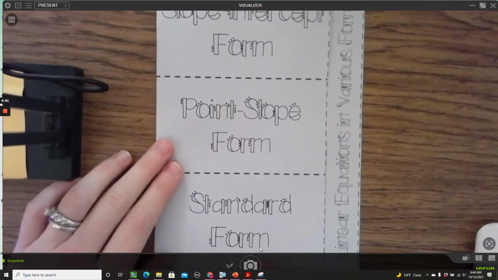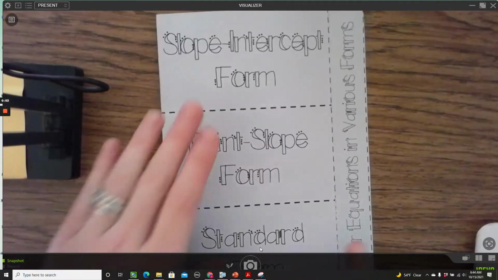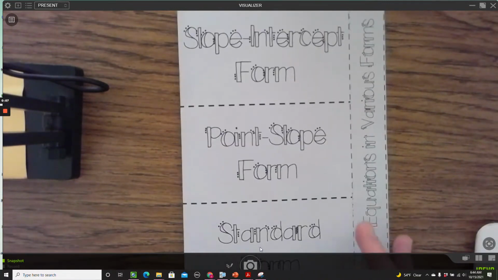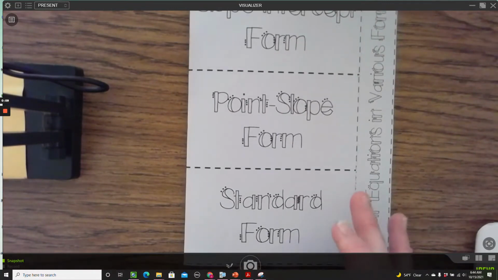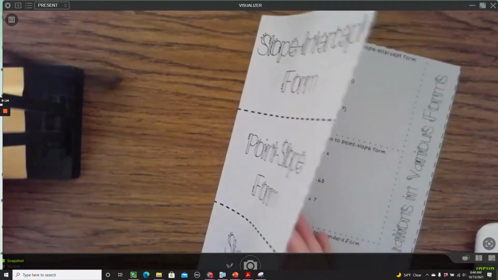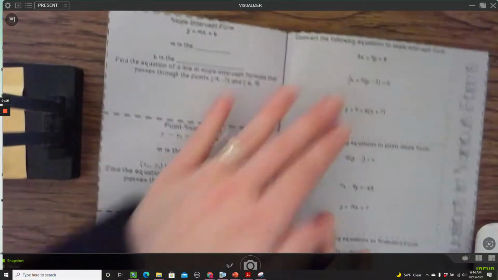This video is for linear equations in various forms notes. So we're going to convert from slope-intercept form, point-slope form, and standard form to each of the other forms of linear equations for these notes. So we're going to start with slope-intercept form.